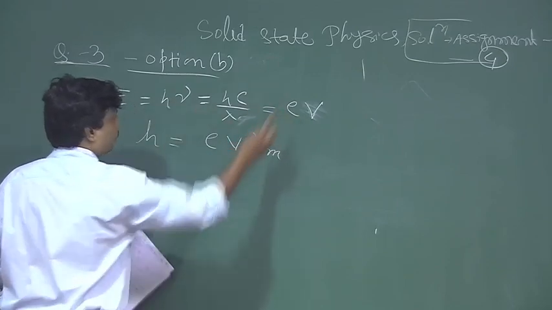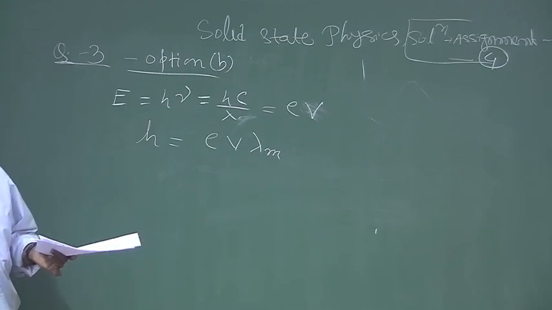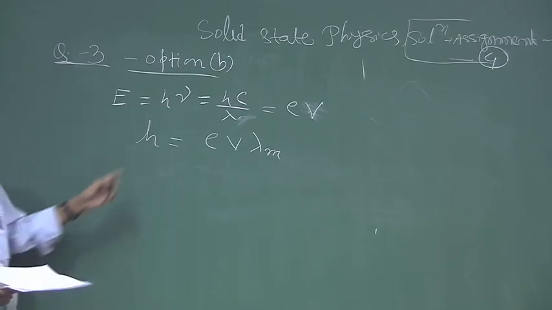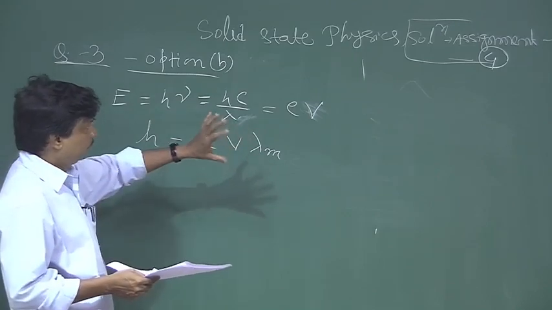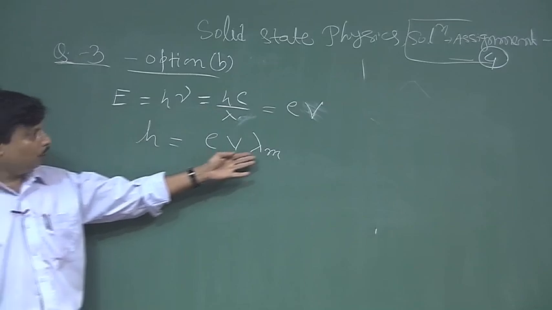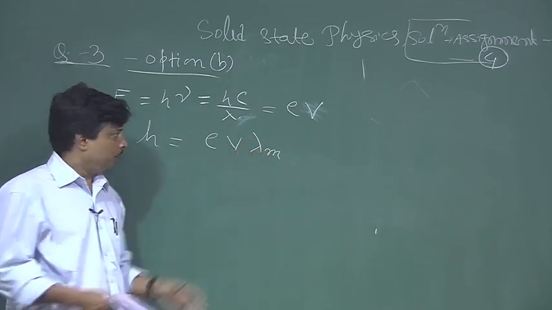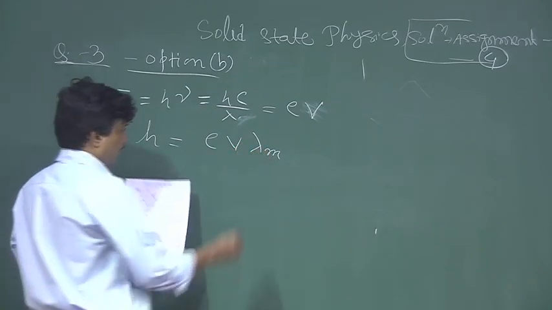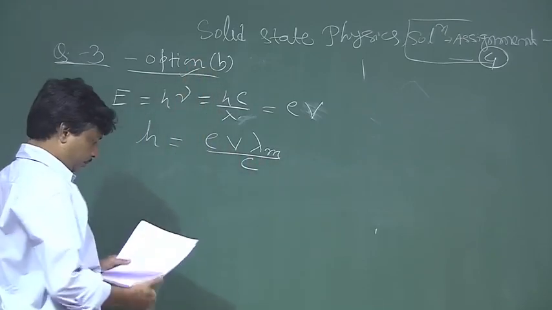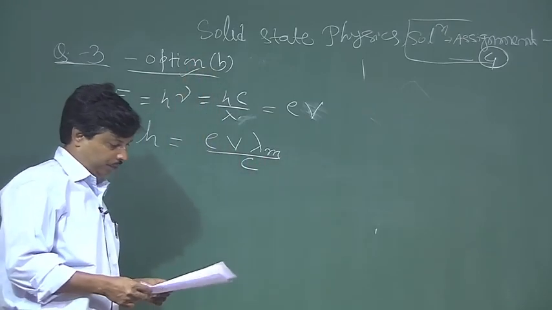Here in this equation we have assumed that the entire kinetic energy of the accelerated electron converts into radiation. So, the frequency of the corresponding radiation will be maximum, and hence the wavelength lambda will be minimum. So, thus it is coming e V lambda m by c. According to this, option B is correct for the third question.